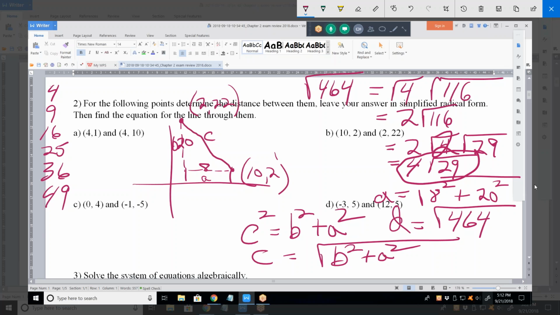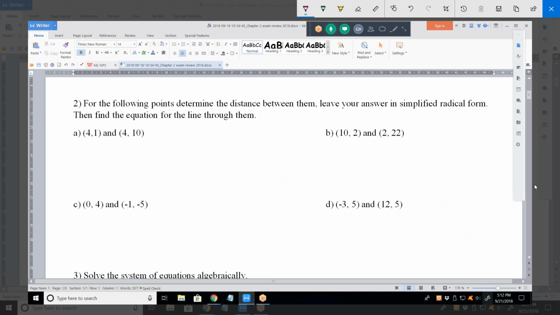Now, there's another part here. So far, all we've done is determine the distance and put our answers in simplified radical form. Now we have to find the equation for the line through them. That's a whole other thing. It doesn't really have anything to do with the distance between them. What's the most important thing about the equation of a line? Always is, always will be, all the way through calculus.